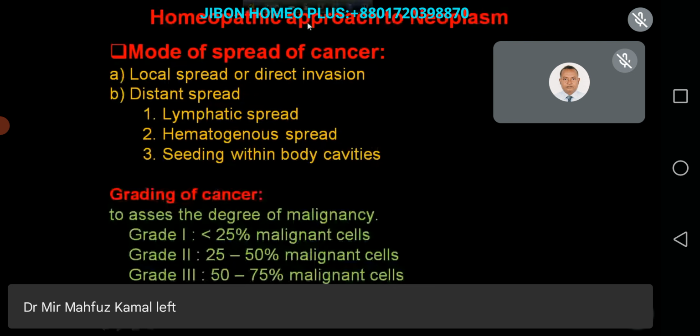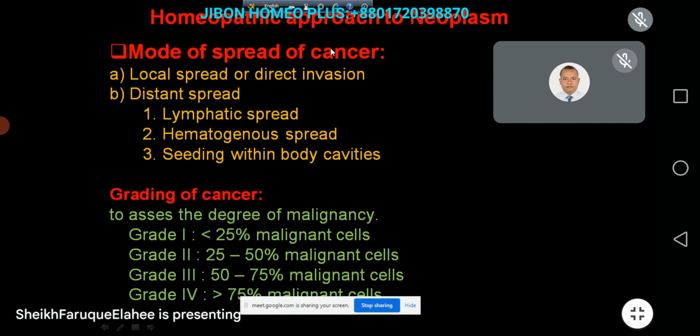One more thing, let us finish this page also, because this is easy. Mode of spread of cancer. How cancer spreads from one place to another place. You see, there are two ways. First one is local spread or direct invasion. So if there is a cancer in the gallbladder, it will go to the liver, of course. If there is a cancer in the stomach, it will go to the pancreas. This is called local spread. If there is cancer in the cervix, it will invade the urinary bladder, or it will invade the rectum. This is called local spread or direct invasion.